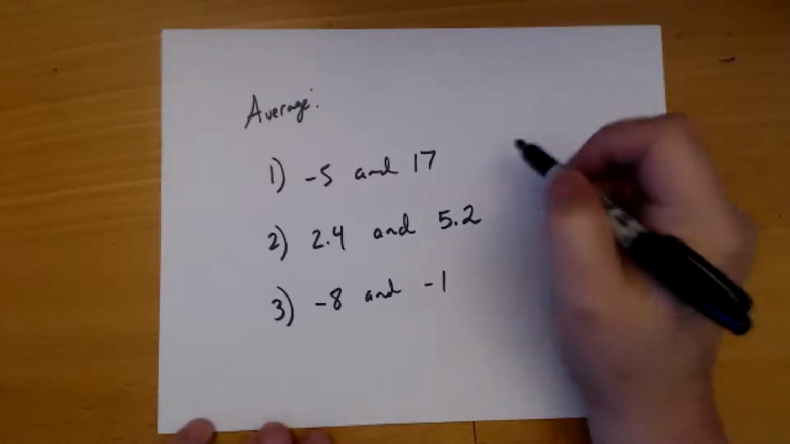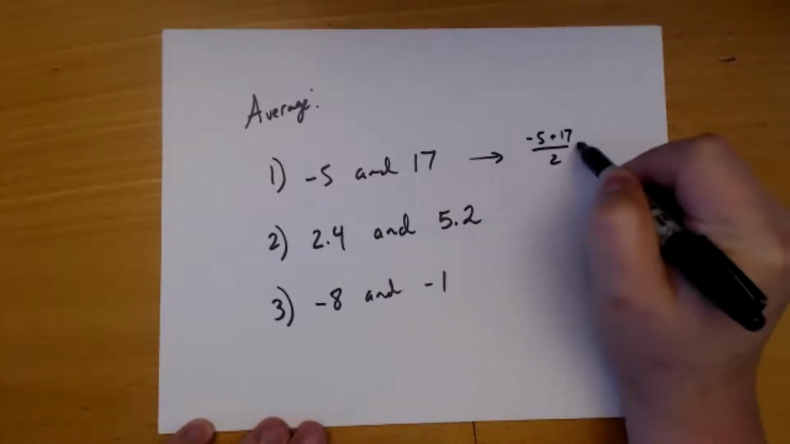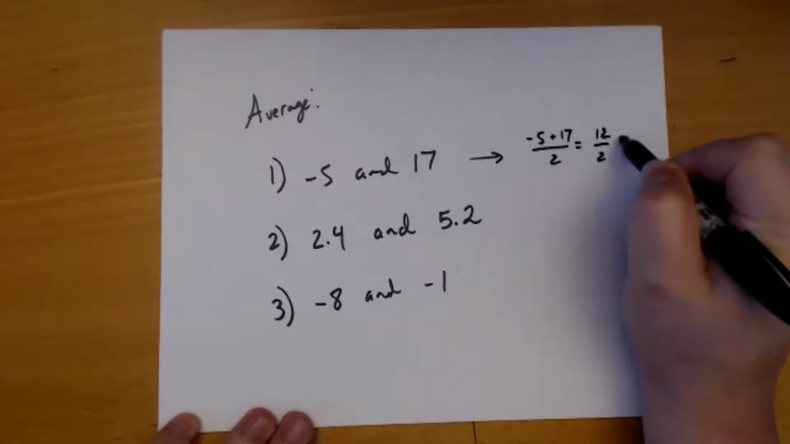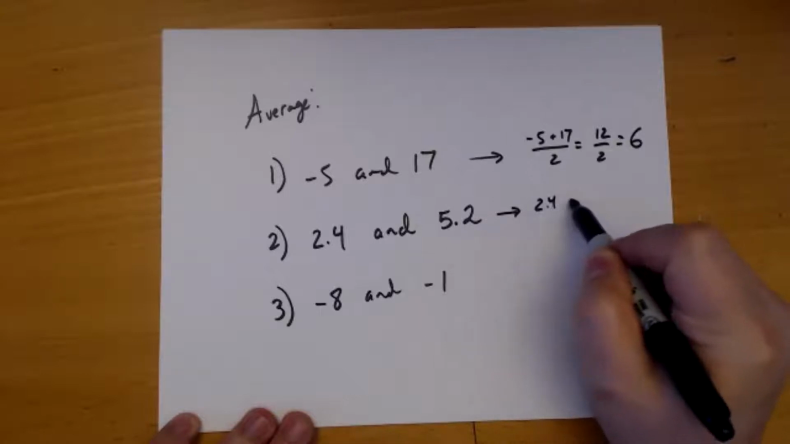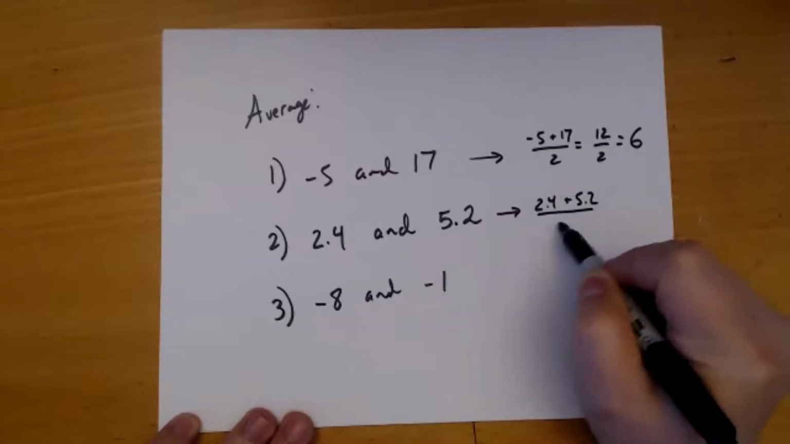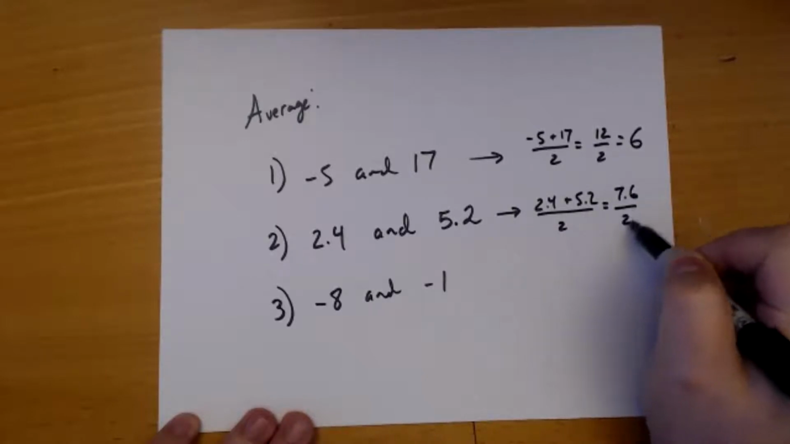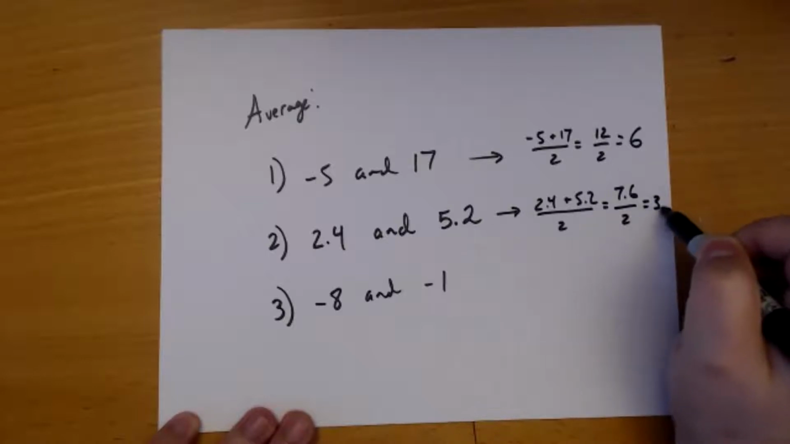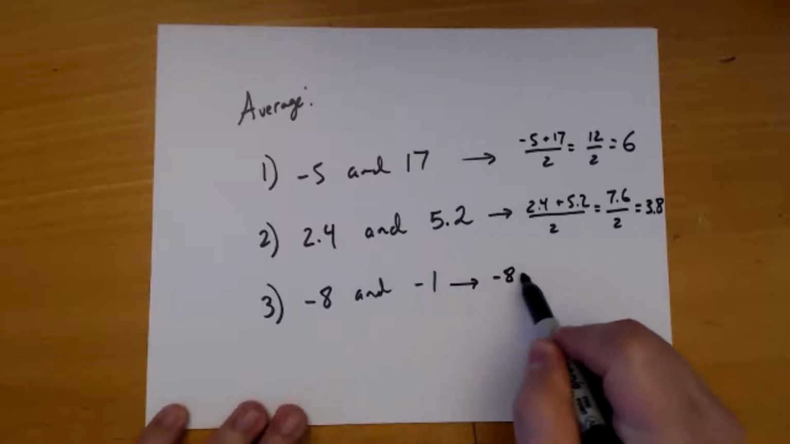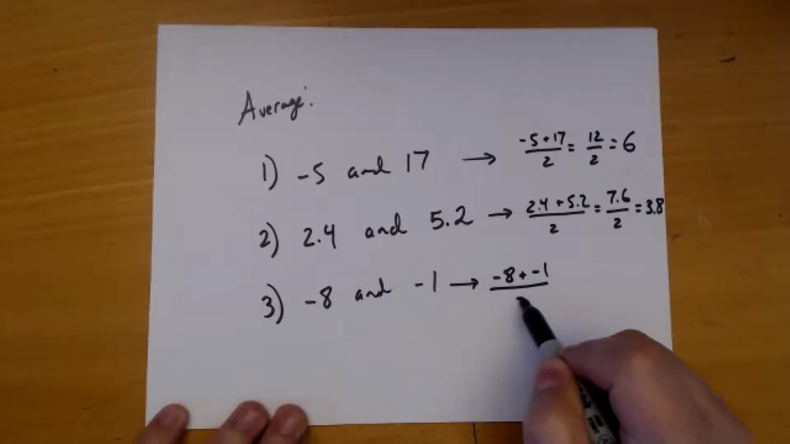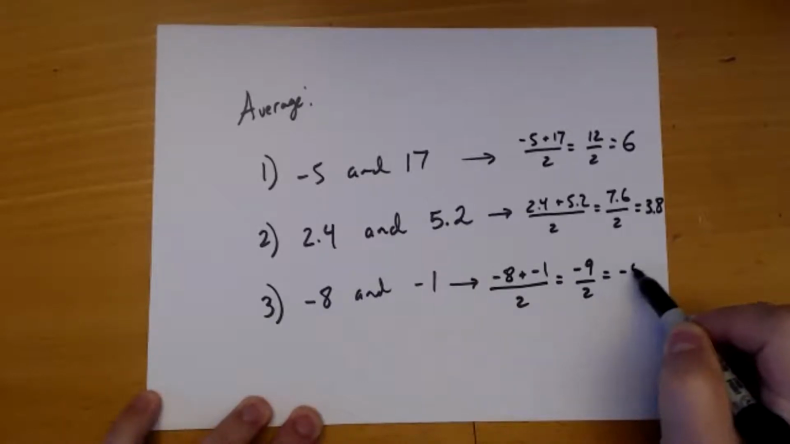Okay. So -5 plus 17 all over 2 is 12 over 2, which is 6. 2.4 plus 5.2 is equal to 7.6, which is equal to 3.8. -8 plus -1 over 2 is -9 over 2, which is -4.5.